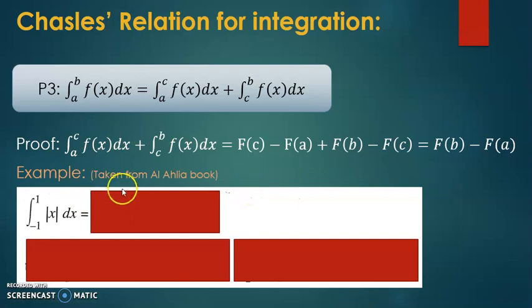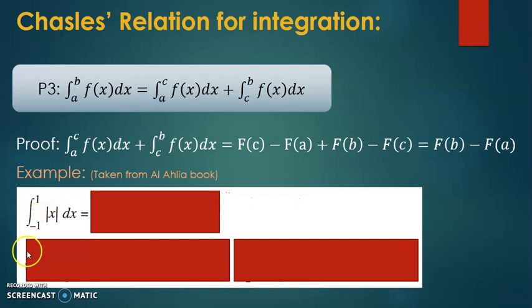We'll take this example from the Al-Ahliya book. It shows the importance of using this property. So for example, if you're asked to calculate the integral from minus 1 to 1 of the absolute value of x, you don't know how to calculate the integral of the absolute value of x. You need to know when x is positive, so that the absolute value of x would be equal to x, and then you can find the integral very easily. And you need to know when x is negative, so that the absolute value of x would be negative x, and also you'll be able to calculate the integral very easily.